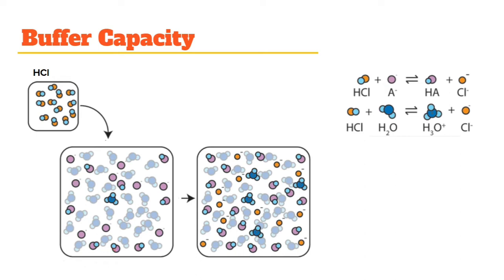And then, again, ulitin na natin. Initially, the hydrochloric acid donates its proton to the weak base, which is the purple ones, through the reaction shown above. So, ito po yan. Hydrochloric acid plus your weak base, which is makakakuha ng ganito, which is your weak acid, plus a chloride ion.